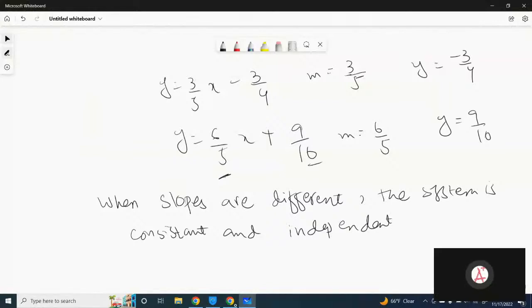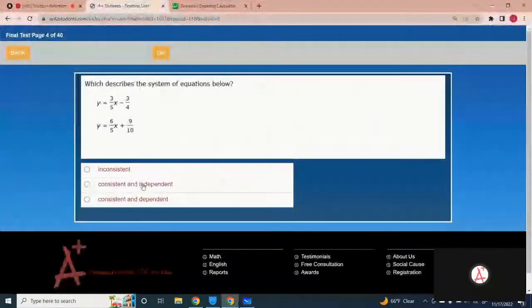That is actually classifying a system of equations. We have already done this topic. Got it? If their slopes are the same and their y-intercepts are different, that means the system is inconsistent. But in this case, their slopes are different, so they are consistent and independent. If their slopes are the same and their y-intercepts are the same, the system is consistent and dependent.